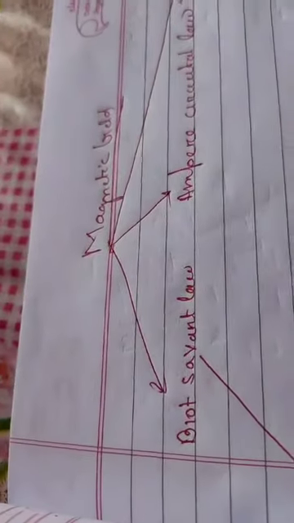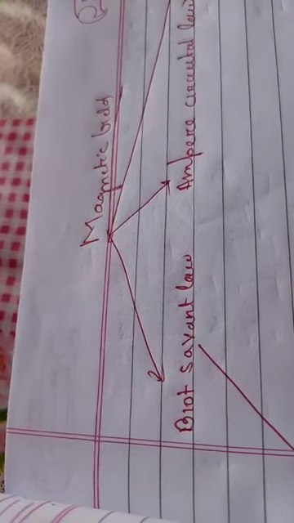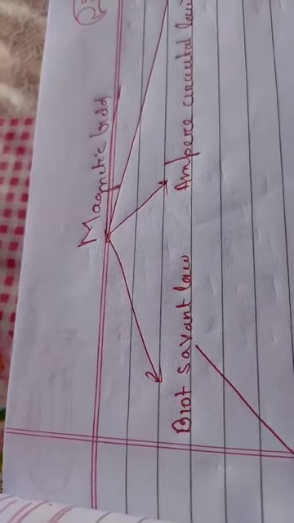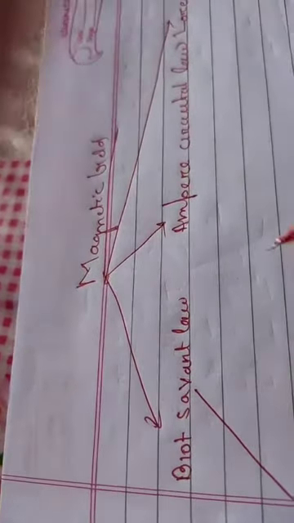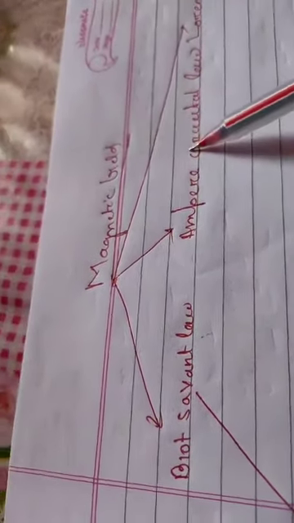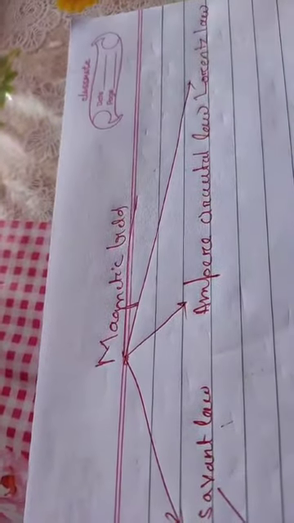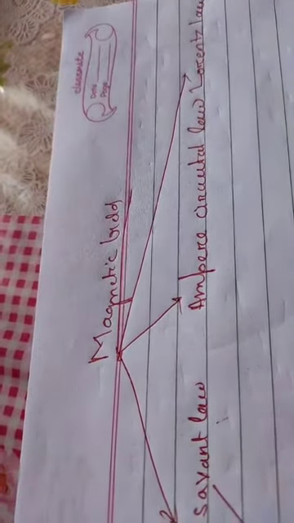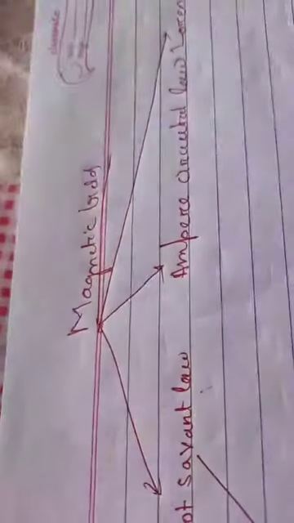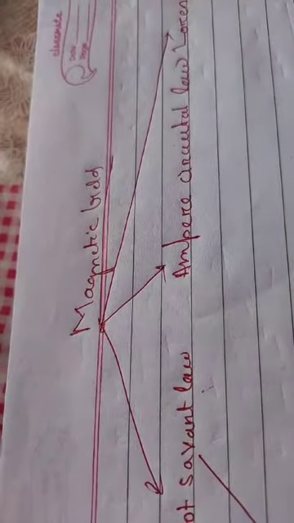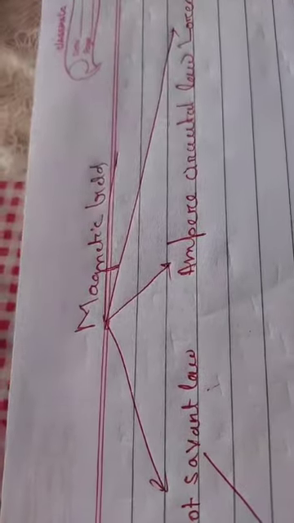Starting this chapter, students, there are a few topics we have to focus on. One is the concept of magnetic field, and the concept of magnetic field applies in a few principles, or you can say laws. The first law is Biot-Savart's law, the second is Ampere's circuital law, and the third is Lorentz law. These are the three basic laws which explain the concept of magnetic field. Clear?